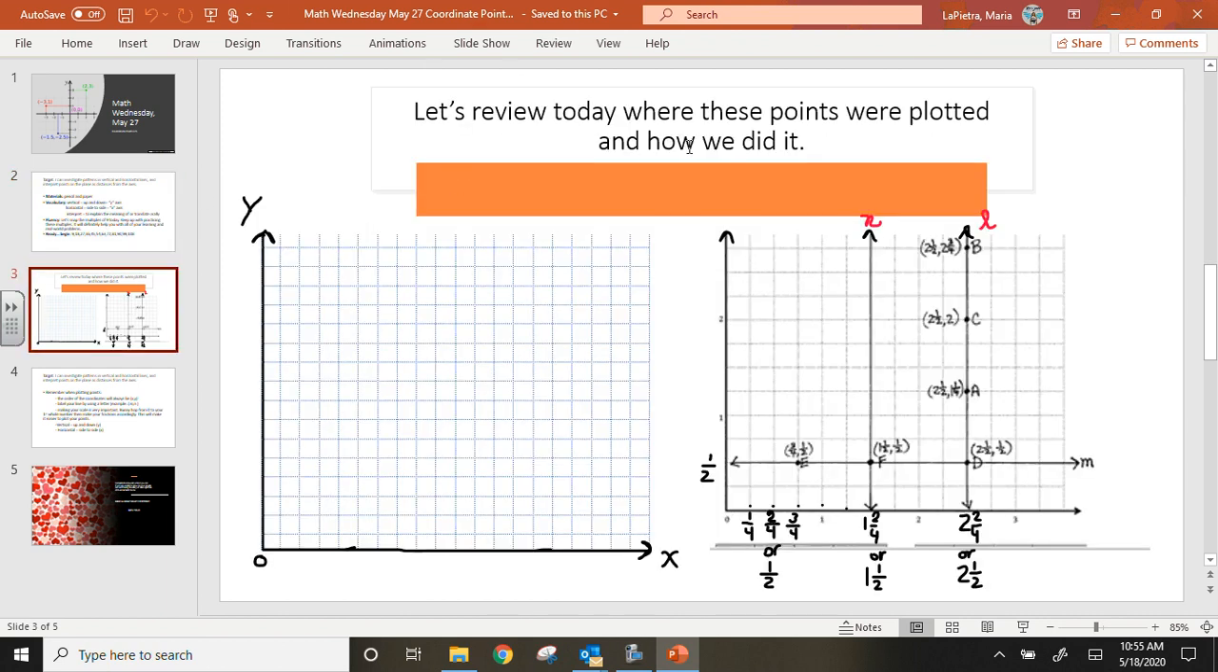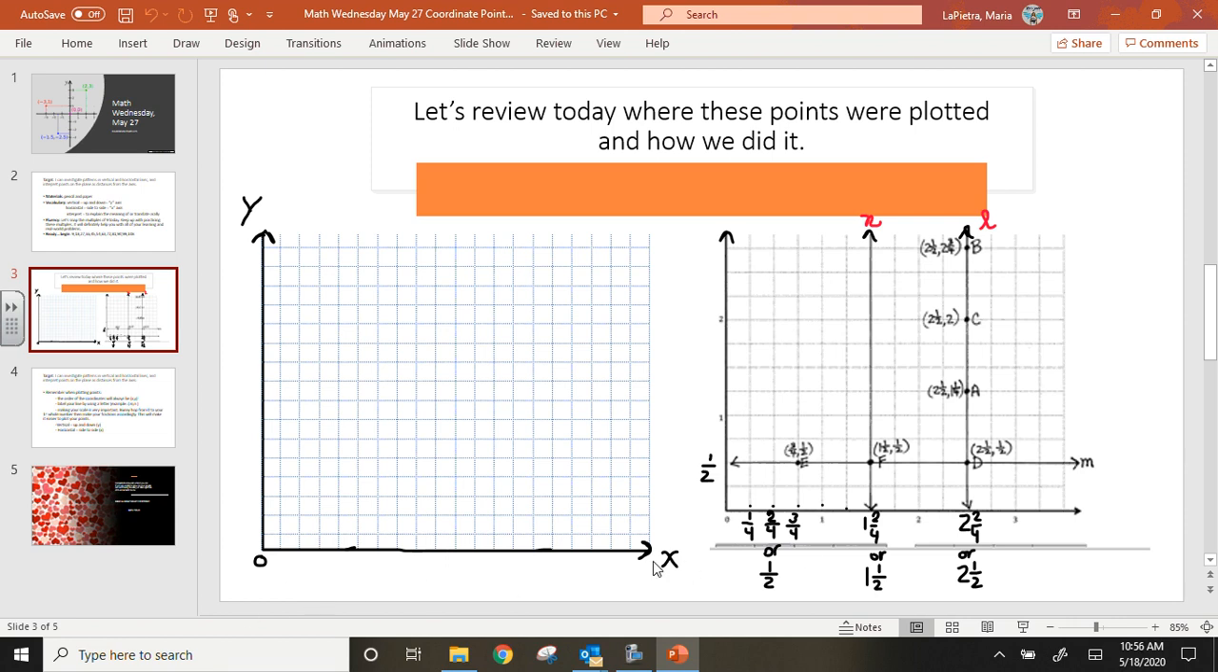Let's review today where these points were plotted and how we did. First, we need to make sure that we go back and go over origin. Here's my 0. My x-axis is side to side, and my y is vertical, going up and down. The x is horizontal.